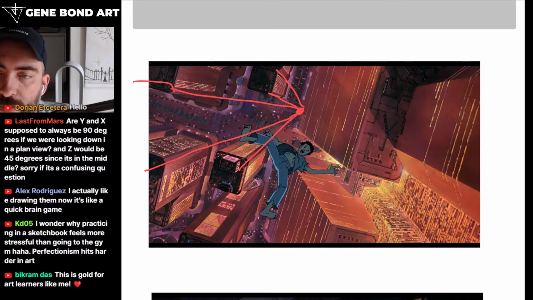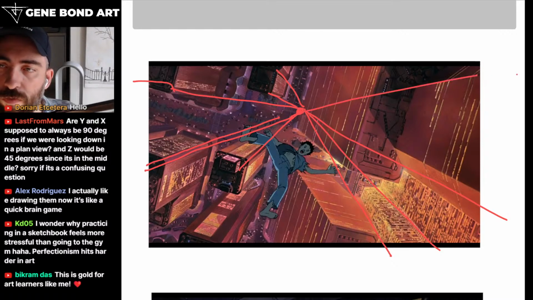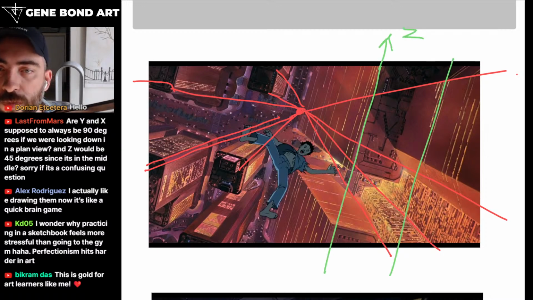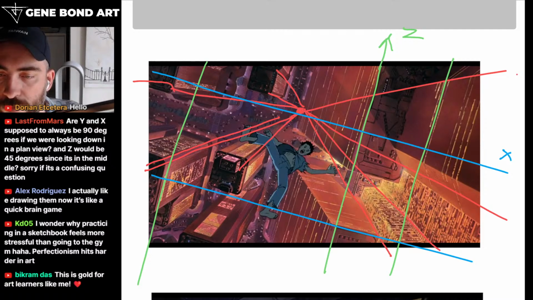I'm being a little loose. So this building is not following the y vanishing point, it's a slanted surface. It's not perfectly vertical. But this one and this one and this one are. So we have this y-axis, we have the z-axis, and we have the x-axis, right?